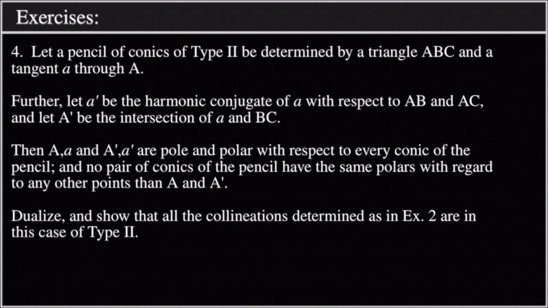Then a and A' are pole and polar with respect to every conic of the pencil, and no pair of conics of the pencil have the same polars with regard to any other points than A and A'. Dualize and show that all the collineations determined as in exercise 2 are in this case of type 2.